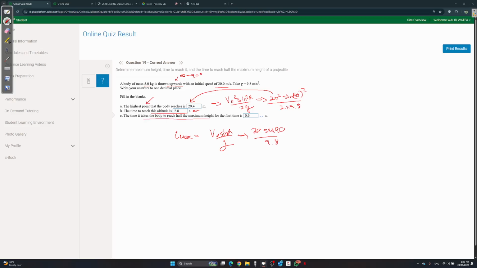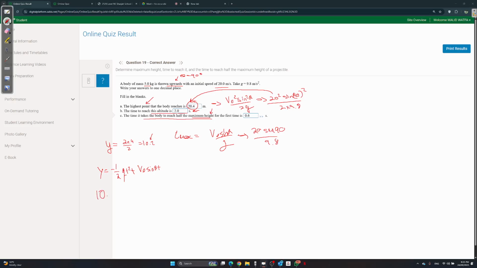The time it takes for the body to reach half the maximum height. There's no formula for half maximum height, and you don't divide this by 2. Please do not divide by 2. Half the maximum height. What is the maximum height? 20.4. So we want y equals 20.4 over 2, which is 10.2. We want y equals 10.2. What is y equal to? Y is equal to minus half gt squared plus v naught sine theta t. You have to solve it.